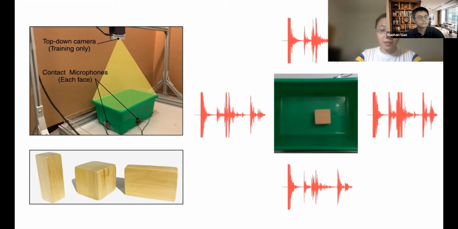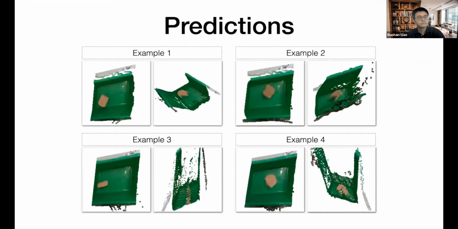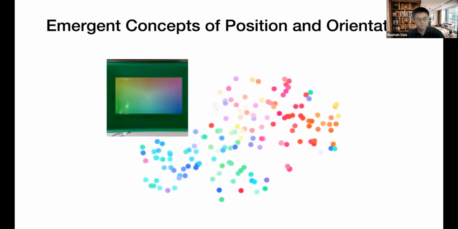During test time, by taking only audio vibrations as input, the boombox can predict the final scene inside the container by directly outputting an RGB or depth image. Here are some examples. On the left, we show the input audio spectrograms from the contact microphones. By overlapping the predicted RGB and depth image, we can also view the prediction as a point cloud as shown here. Further visualizations of the learned features show that concepts such as position and orientation of the objects emerge automatically through the learning process.